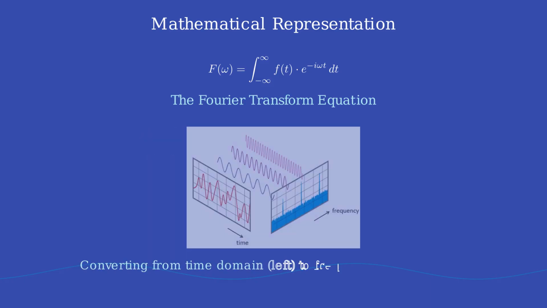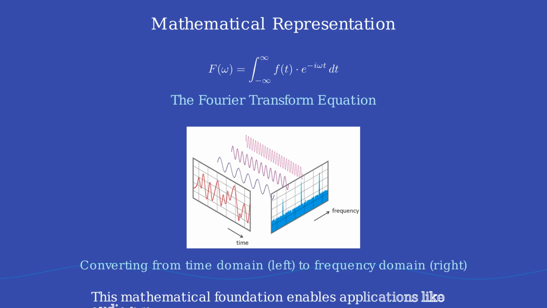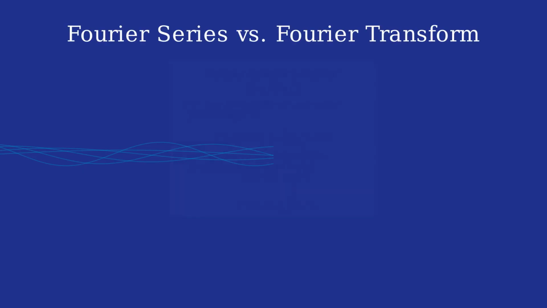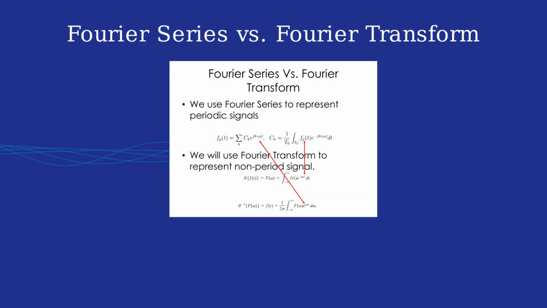The Fourier transform converts a signal from the time domain on the left to the frequency domain on the right. This powerful transformation lets us analyze which frequencies are present in a signal. This mathematical foundation is what enables practical applications like audio processing, image compression, and noise filtering. Now that we understand the mathematical representation, we'll move on to explore how the Fourier transform differs from the Fourier series.